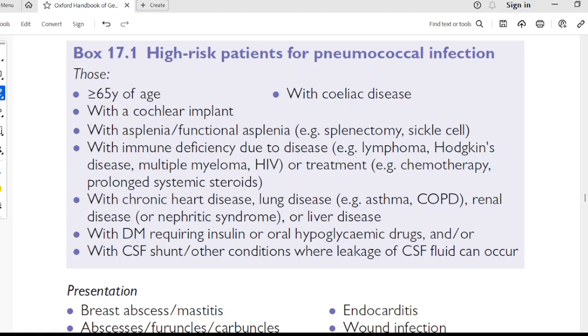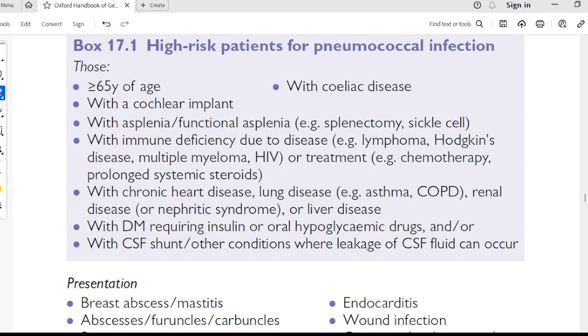Box 17.1. High risk patients for pneumococcal infections. So, who requires pneumococcal vaccination? Those more than 65 years of age, those with a cochlear implant, those with celiac disease, with asplenia or functional asplenia, that is splenectomy or sickle cell disease, with immune deficiency due to disease, that is lymphoma, Hodgkin's disease, multiple myeloma, HIV, or treatment like chemotherapy or prolonged systemic steroids, with any chronic heart disease, lung disease like asthma, COPD, renal disease or nephrotic syndrome or liver disease. With diabetes requiring insulin or oral hypoglycemic drugs, not diet control, or with a CSF shunt or other conditions where leakage of CSF can occur.